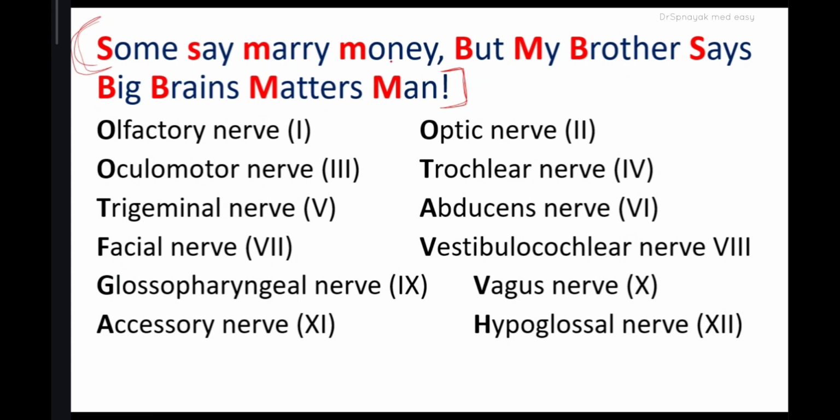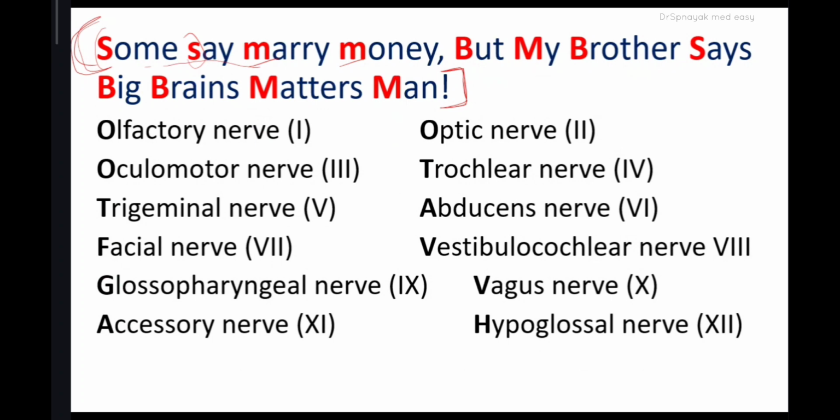Some say marry money, some say marry money, but my brother says big brains matter, man. So this is one mnemonic which you will remember according to the ascending order. First cranial nerve is sensory, second is also sensory, and the third and fourth are motor. The fifth one has both motor and sensory activity, right? So try to remember the names of these cranial nerves in this manner.